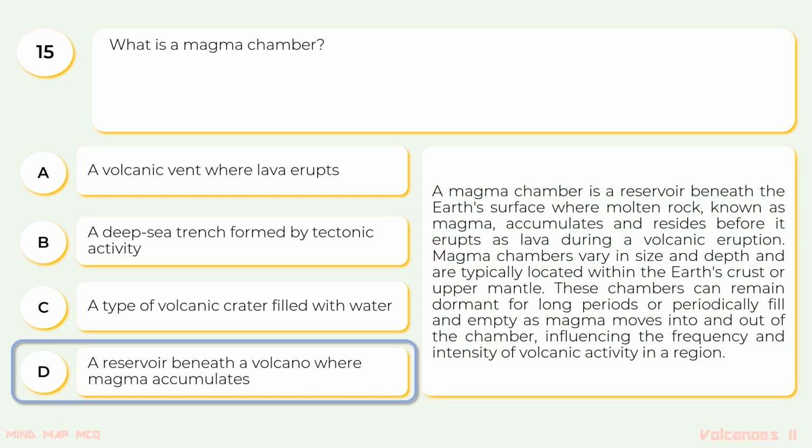A magma chamber is a reservoir beneath the Earth's surface where molten rock known as magma accumulates and resides before it erupts as lava during a volcanic eruption. Magma chambers vary in size and depth and are typically located within the Earth's crust or upper mantle. These chambers can remain dormant for long periods or periodically fill and empty as magma moves into and out of the chamber, influencing the frequency and intensity of volcanic activity in a region.